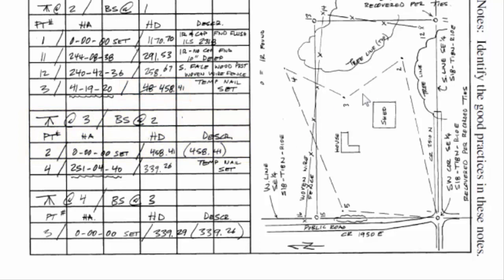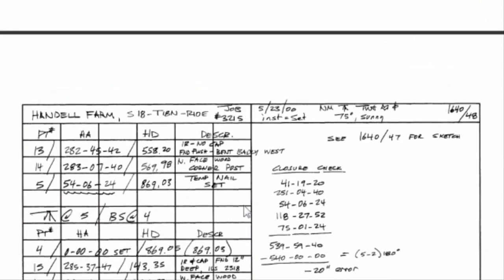For instance, the only thing we measured from point 3, foresight-wise, is point 4 with a distance of 339.26. Well, when we move forward to point 4, we shot 339.29 on the backsight. All right, we're simply showing, yeah, we had a 300th difference there. What do you think we'll do with that? We'll average those distances as part of our computational steps.